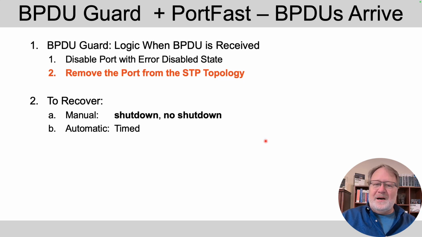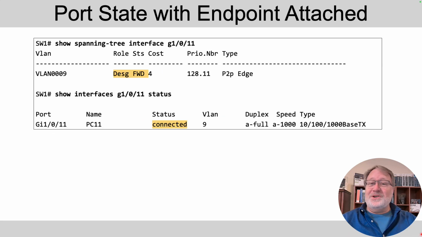All right, so just to sum up, with BPDU Guard and PortFast, when those BPDUs arrive, disable the port with error disabled, remove it from the STP topology because the interface is down from a functional perspective, and to recover, we need a shutdown and no shutdown by default. So just looking at the implementation for a moment, if you've configured both PortFast and BPDU Guard on a port like gig 1011, and endpoints are attached, no rogue switches yet, you're going to see the spanning tree port role is designated. You'll see the port state as in the forwarding state. If you do a show interfaces status, you'll see the port is connected.